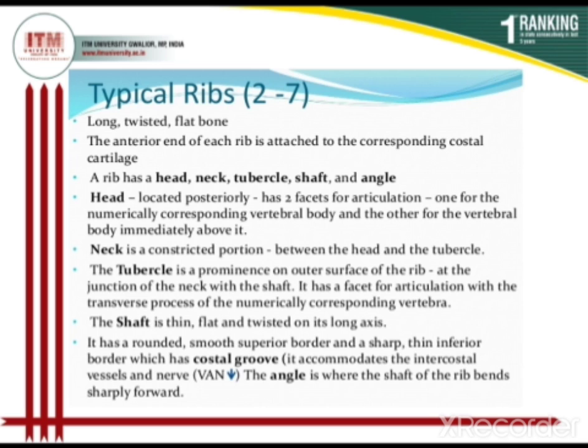The shaft is thin, flat and twisted on its long axis. It has a rounded, smooth superior border and a sharp, thin inferior border which has a costal groove. It accommodates the intercostal vessels and nerve. The angle is where the shaft of the rib bends sharply forward. So this is all about the typical ribs from 2 to 7 and their structures: head, neck, tubercle, shaft, costal groove and angle. They are long, twisted flat bones.